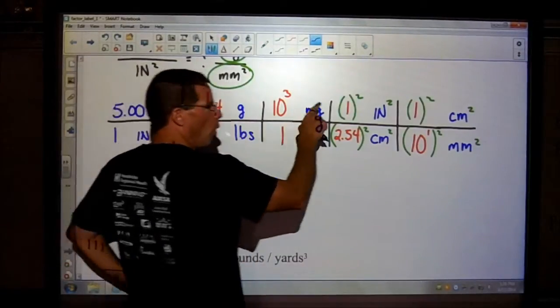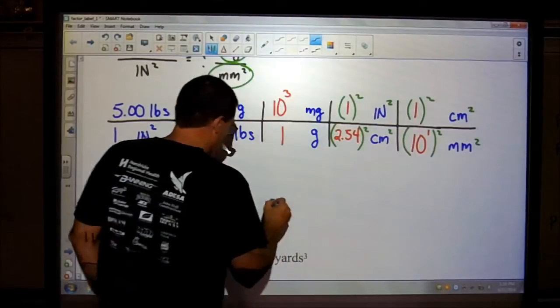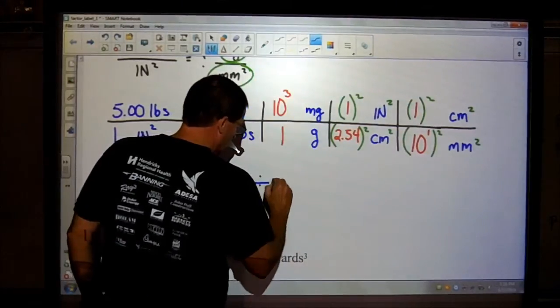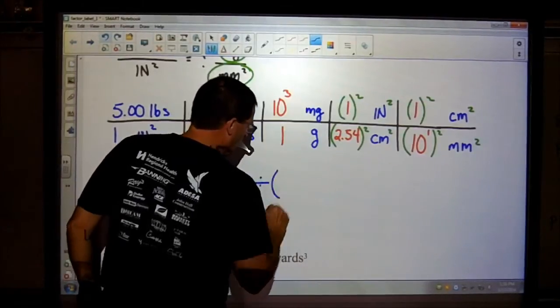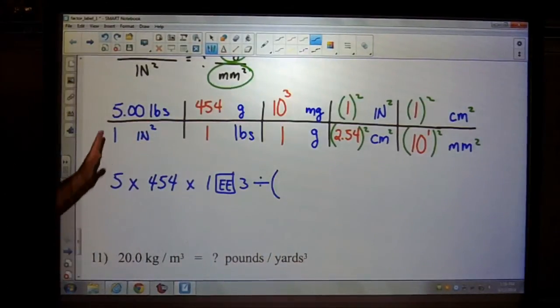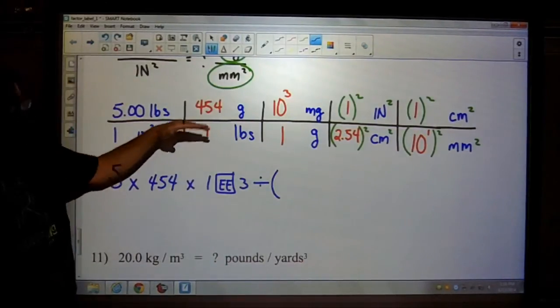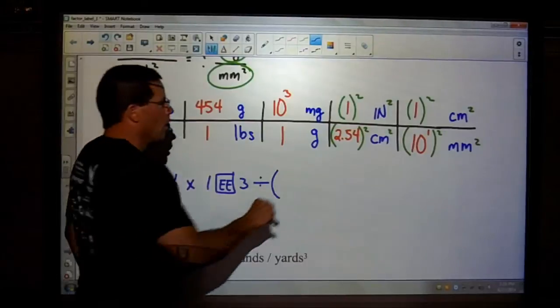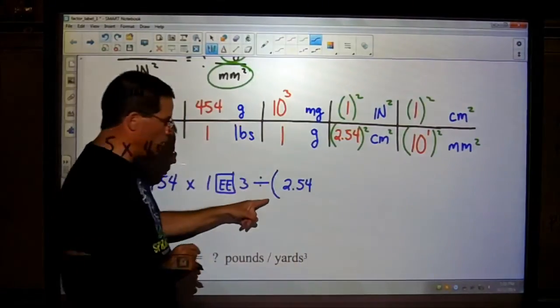Now I'm not going to do the 1 squares because 1 squared is still 1. So I'm going to open up the division sign, or actually, let's see here. So open up the parentheses. So I'm dividing. Now I'm working on everything on the bottom here. So I could do 1 times 1 times 1, but don't. But I'm going to do 2.54. And notice there's only one set of parentheses here.